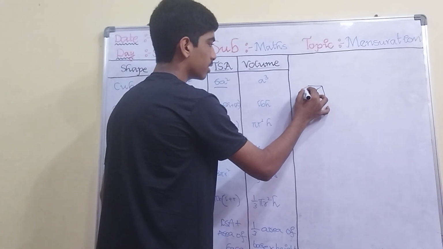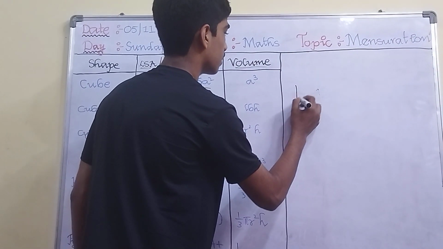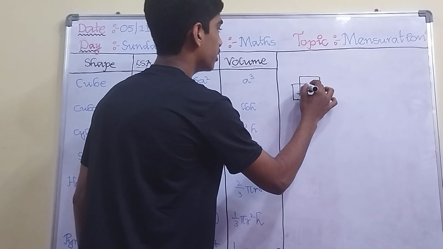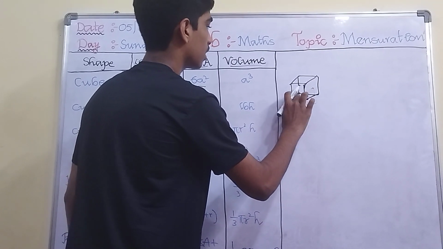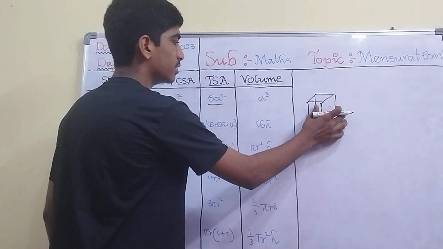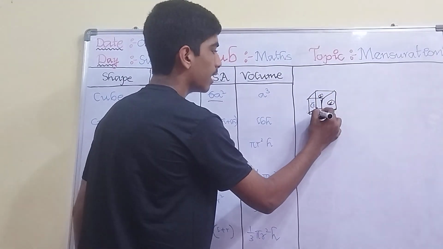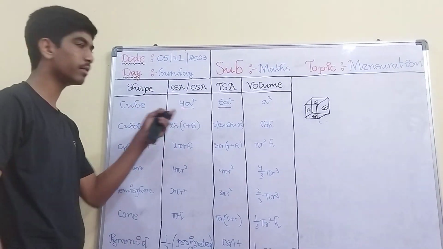First we have to take a cube. Here we have taken a cube. In cube there are 4 edges. So LSA is 4a square. It means the visible area should be taken. This is the first, second, third and fourth. The 4 areas are visible in cube. So the LSA of cube will be 4a square.